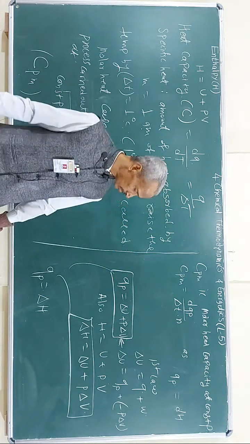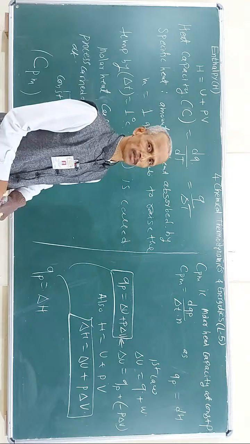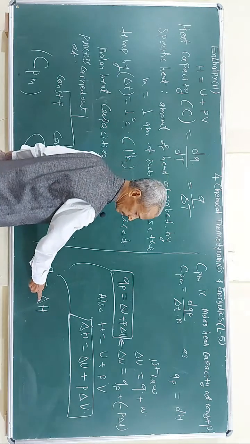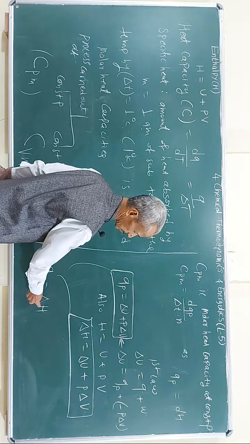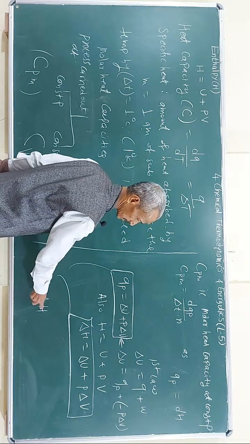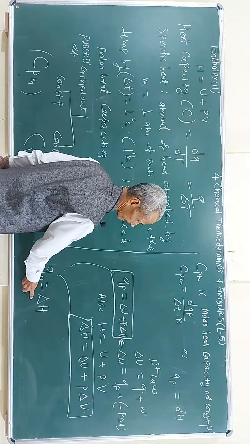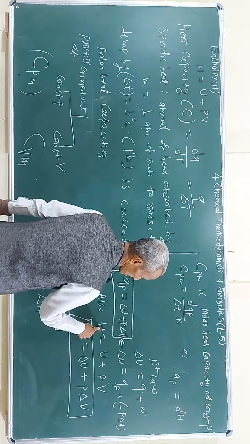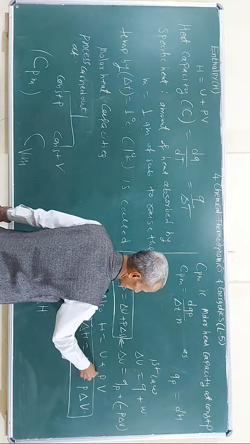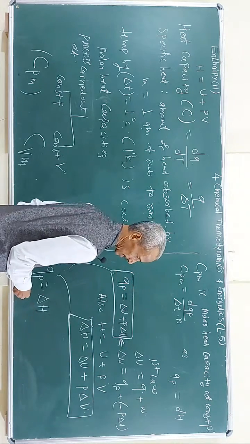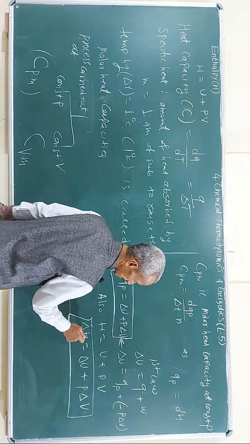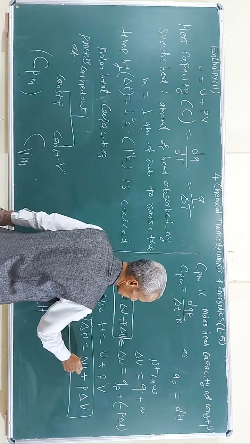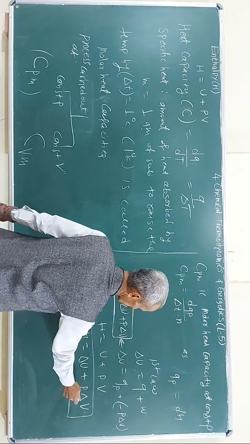That is, the amount of heat absorbed by the system at constant pressure is equal to the change in the enthalpy of the process, ΔH. Okay? All are state functions. H, U, P, V, all are state functions. Therefore, one can write here ΔH is equal to ΔU plus PΔV at constant pressure.